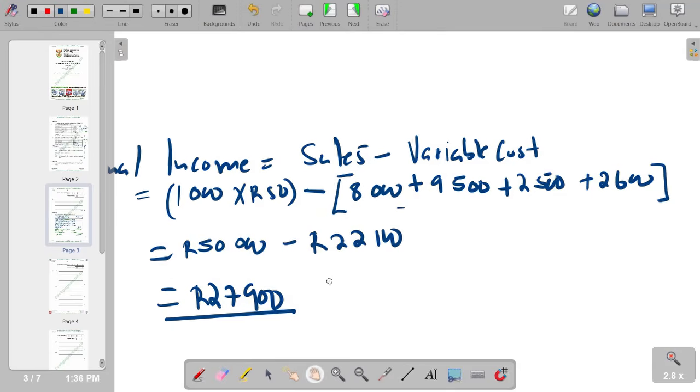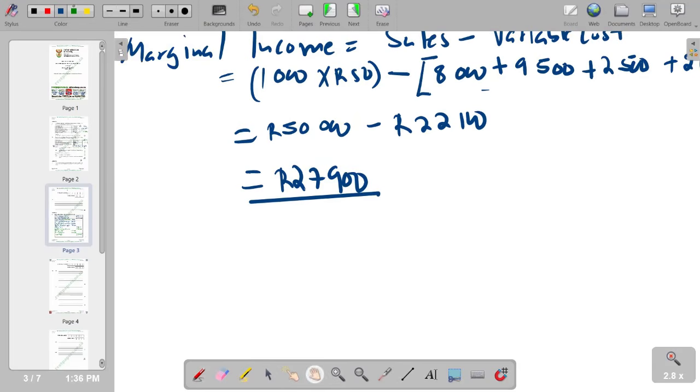So this is what we have on this part. So this becomes your total marginal income. So now to calculate the marginal income per unit, remember we have got 1,000 units.